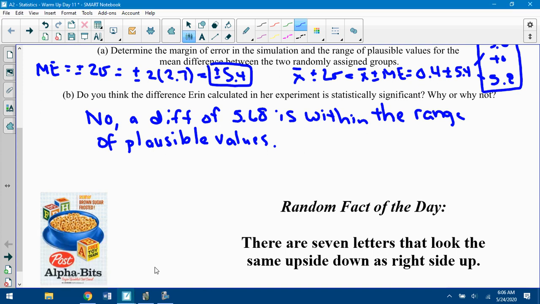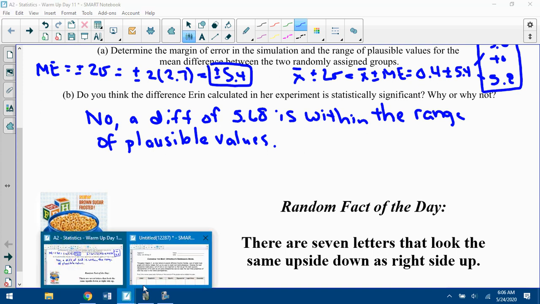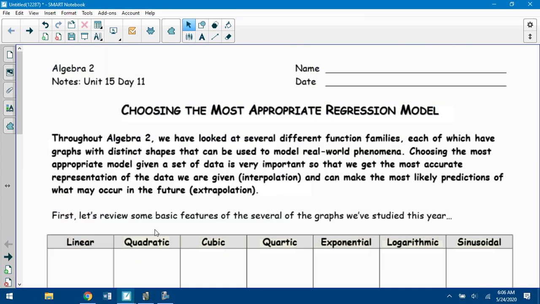All right, so what we're doing today is we're taking a step back from sampling distributions and going back to regressions. And this is another thing that gets used in statistics a lot. We've done it throughout the year, but I wanted to do one day where we kind of put it all together. It says throughout Algebra 2, we've looked at several different function families, each of which have graphs with distinct shapes that can be used to model real-world phenomena.